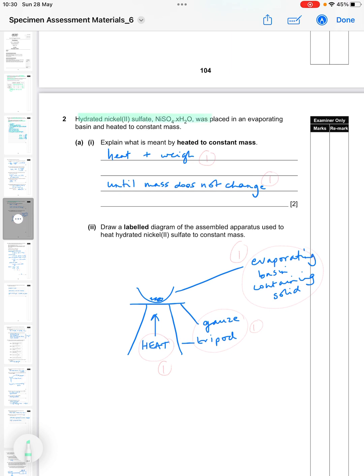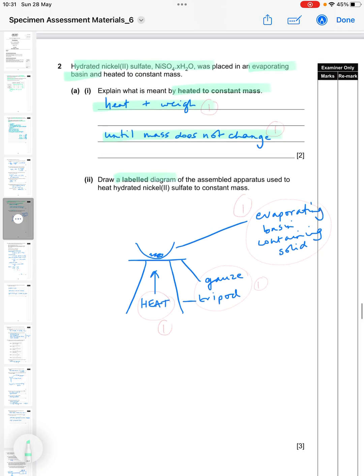Number 2, hydrated nickel sulfate, which is NiSO4.xH2O, was placed in an evaporating basin and heated to constant mass. State what's meant by heated to constant mass. So heat and weigh it for your first mark, until the mass doesn't change for your second mark.